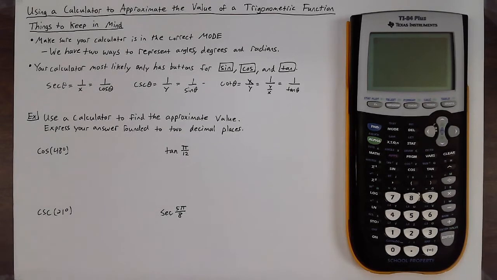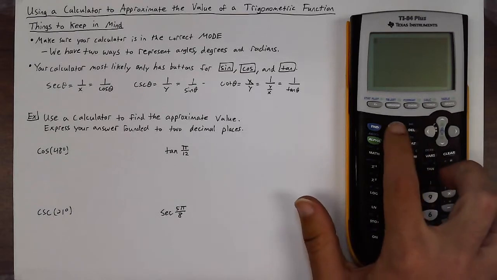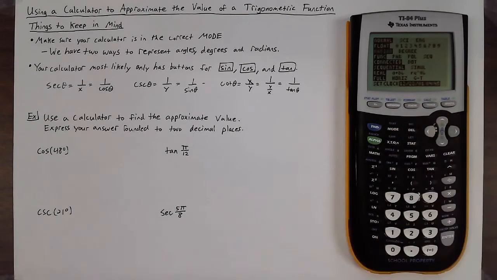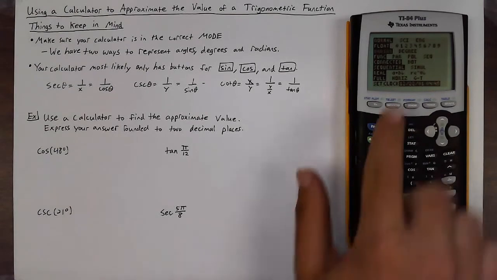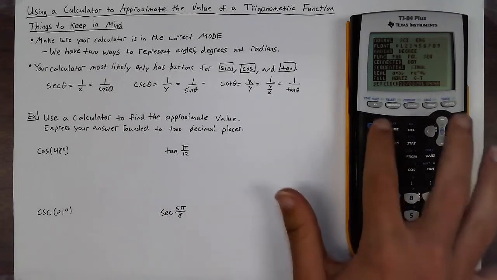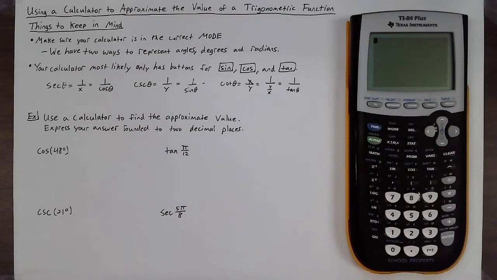In this video, we're going to learn how to use a calculator to approximate the value of a trigonometric function. Now, a few things to keep in mind while you use your calculator to evaluate trig functions. First, make sure your calculator is in the correct mode. Look for a mode key in your calculator. And we now have two ways to represent angles, which is radians and degrees. So keep in mind that we might have to switch between the two as we go throughout this course.